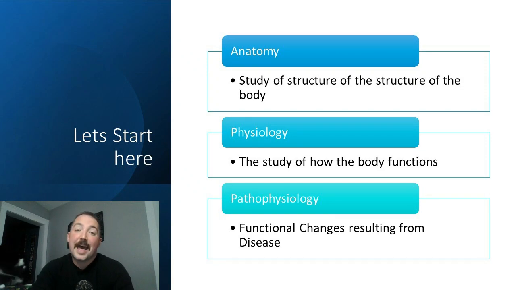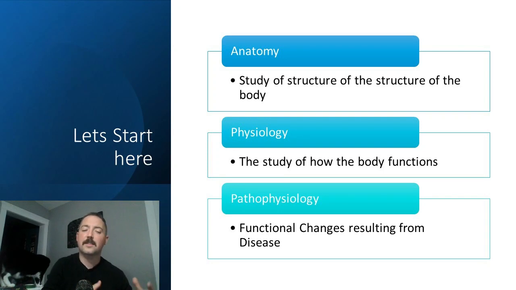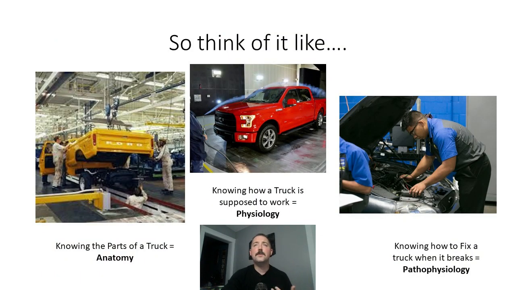Now, since this is an anatomy and physiology course, you can expect that we'll spend most of our time on the first 2, but there will be some discussion on diseases and how they change the structure and function of the body. So in layman's terms, if you know anatomy, you would know, say, the parts of a truck. If you knew physiology, you would know how a truck is supposed to work, and if you knew pathophysiology, you'd know how to fix a truck. Or probably more accurately, what a truck looks like when it breaks.